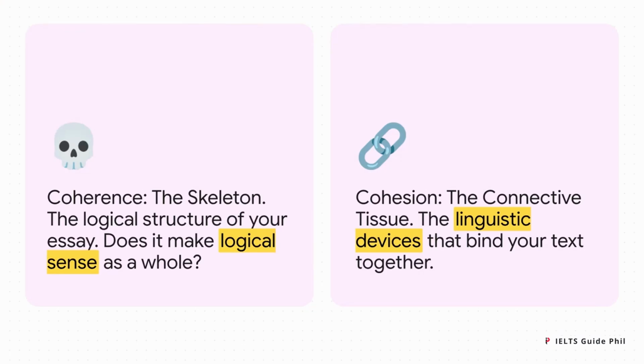This is brilliant. Just think of it like this. Coherence is the skeleton of your essay. It's the overall logical structure that gives your whole argument its shape. Does it stand up on its own? Does it make sense from top to bottom? Cohesion, then, is the connective tissue. It's all the language, the words, the phrases that link everything together and allow that skeleton to move smoothly. You absolutely need both to have a strong, healthy essay. One without the other just doesn't work.